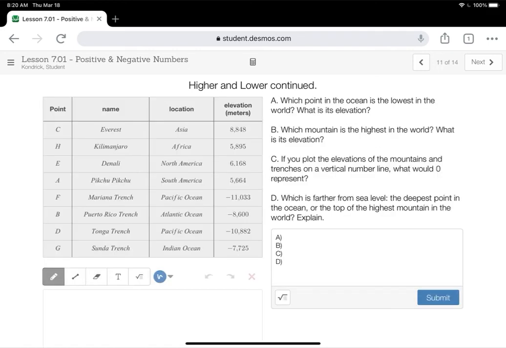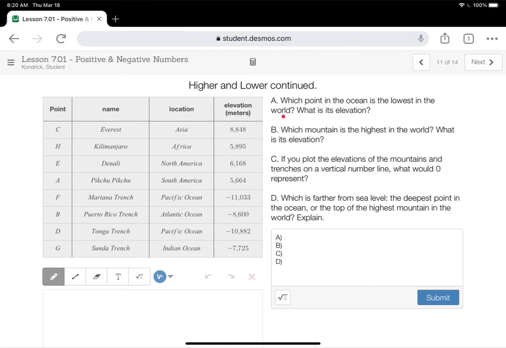Now we can answer some of the questions about that, and you can always reference back to your last slide, slide 10, if you need. So which point in the ocean is lowest in the world? What is the elevation of the lowest part of the world? We talked about how the Mariana Trench was the furthest away from zero, and that's because it was negative 11,000 feet away from sea level. So for this case, it would be F, the Mariana Trench.